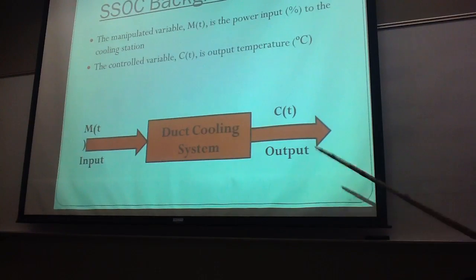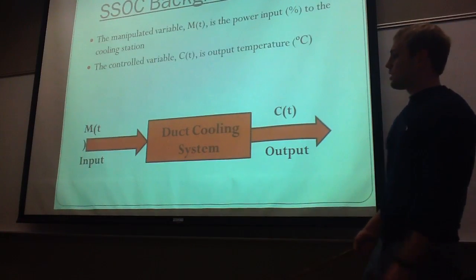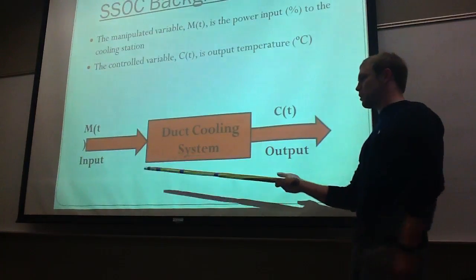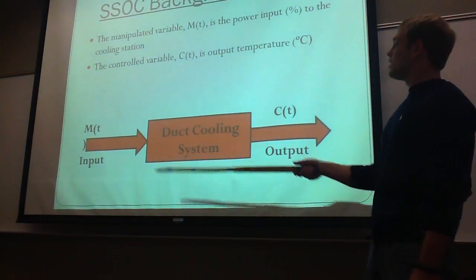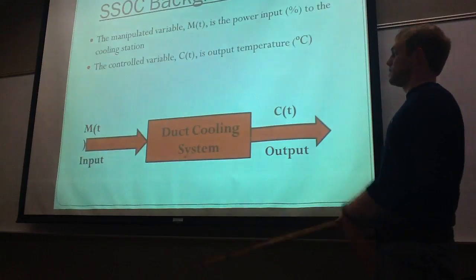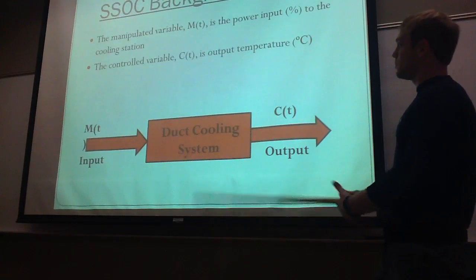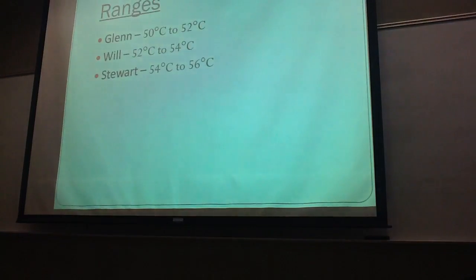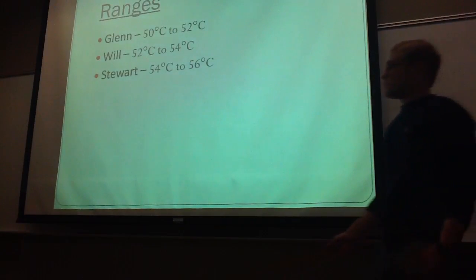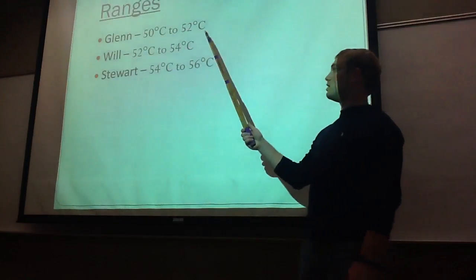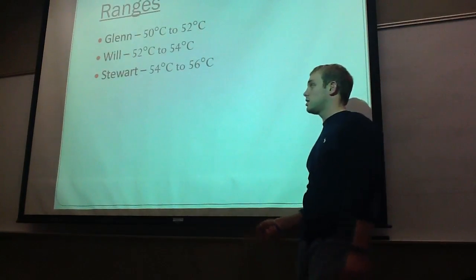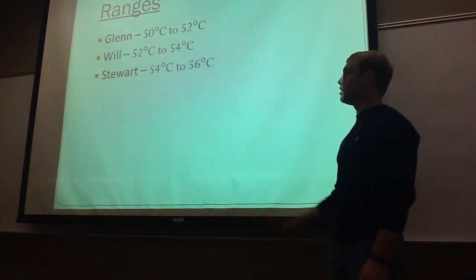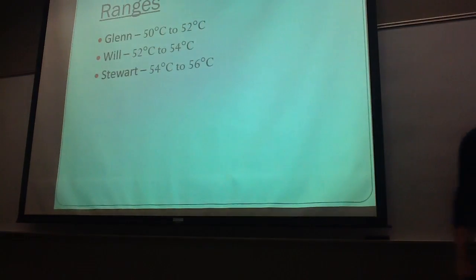Here's a block diagram of the steady state operating curve. We have the manipulated variable, which is the power input, and that's fed into the system, and then the system puts out a control variable, which is the output temperature. The ranges for all of our experiments were: Glenn had 50 to 52 degrees Celsius, I had 52 to 54 degrees Celsius, and Stuart had 54 to 56 degrees Celsius.